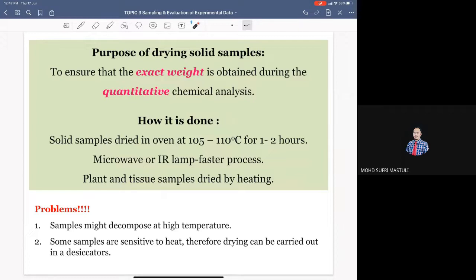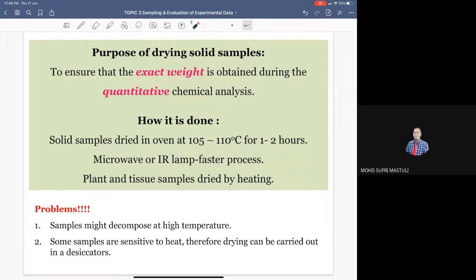The drying process can be done in many ways. Either we dry in an oven at 105 to 110 degrees C for 1 to 2 hours to remove the moisture and the volatile organic traces inside the sample. Or we can dry the sample using a microwave or IR lamp. This process is much faster compared to the oven. Or we dry plant or tissue samples by using a heating technique.